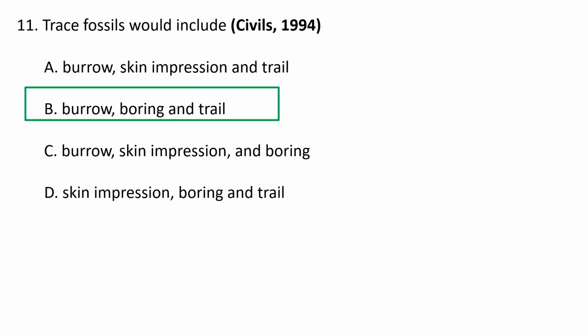Trace fossils include burrow, boring and trails. The term trace fossil means fossilized evidence of an animal's trace rather than its body. And trace fossils include footprints, nests, burrows, borings and trails, and even fossilized feces. B is the correct answer.